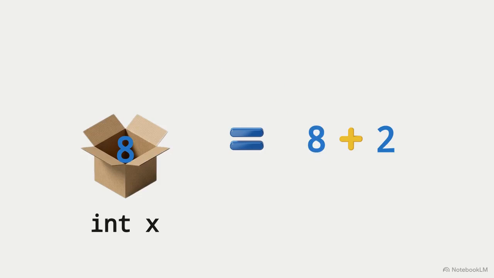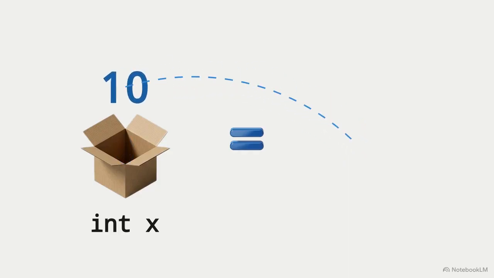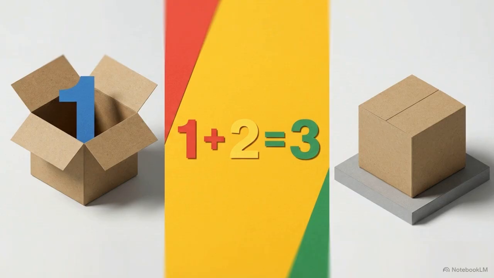Let's follow the computer's logic. First, it reads the current value of x, which is 8. It adds 2, creating a new total of 10. Finally, it takes that new 10 and overwrites the box, replacing the 8. This sequence, read, calculate, and overwrite, runs almost every piece of dynamic software you use.